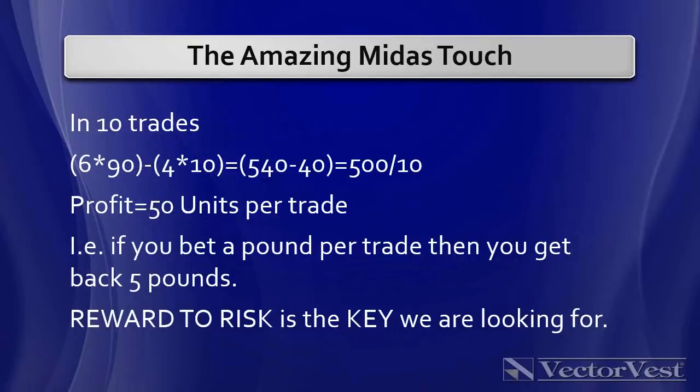Now, this is saying that if you were to risk £1 per trade, you're going to get £5 back on average. And that, ladies and gentlemen, is a positive expectancy system. And it's a highly positive expectancy system. Now, expectancy in trading is exactly the same as margin in a business.